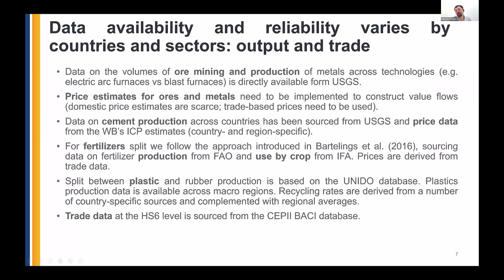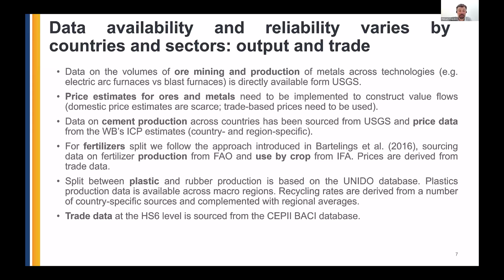So as I mentioned, we process quite a few data sources to come up with this database, and data availability and reliability also varies by countries and sectors depending on what material we are disaggregating. So just to give you a few key examples of data inputs that we have been using in this database. For ore mining and production, we have pretty reliable data from United States Geological Survey covering countries and commodities. We also have data on metals production across different technologies. So for instance, for steel, electric arc furnaces to proxy as secondary production, blast furnaces to proxy as primary production. That provides us with quite reliable data on quantity flows.